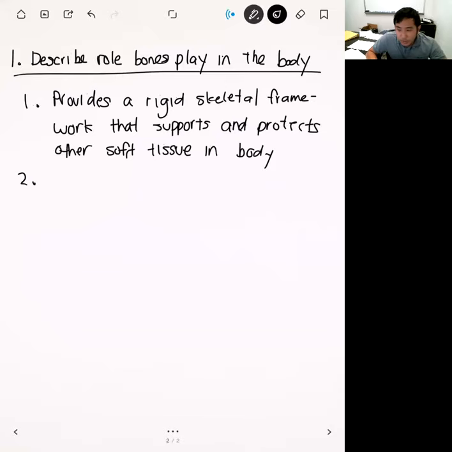The second main role that bones play, I would say, is that they let you move things. Their rigid nature allows muscles to attach to them, and this allows you to use your muscles to manipulate your body and to perform actions. To sum it up, we can say it forms a rigid system of levers.